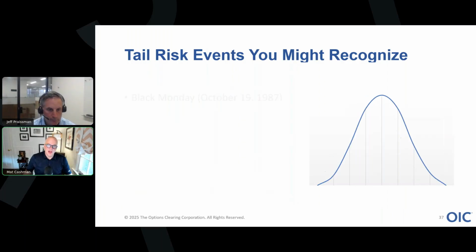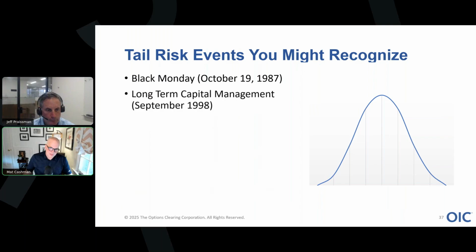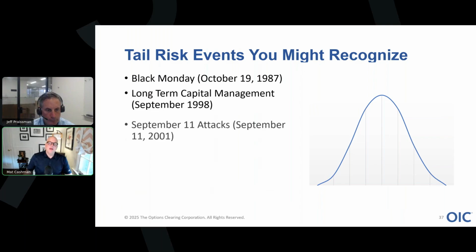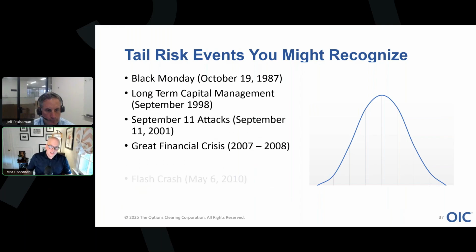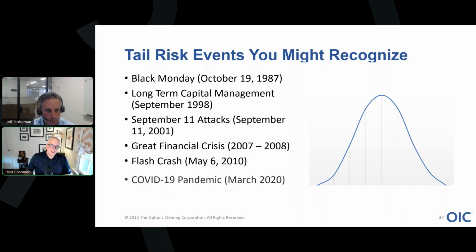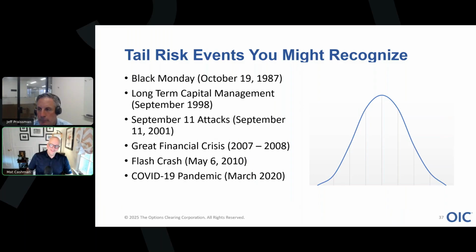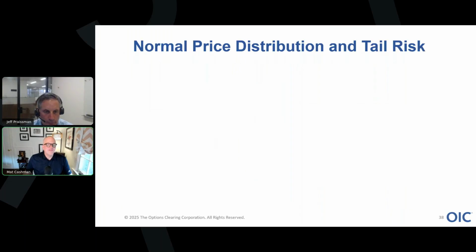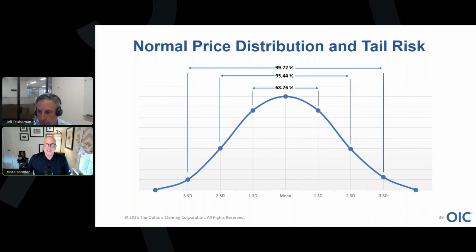Here's some tail risk events you might recognize. Black Monday, long-term capital management, LTCM, September 11th, the GFC, the flash crash, COVID, and I'm going to add to this Liberation Day from last year, I think, or maybe was that this year? It feels like it's been 10 years, but those are the kind of events that are tail risk events that have happened in the past.